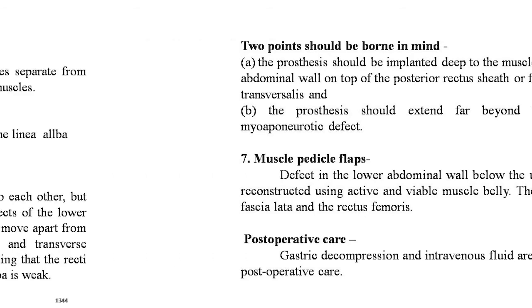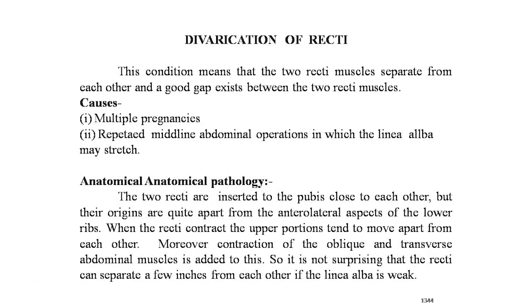Now the next point is divarication of the recti. This condition means that the two recti muscles separate from each other and a good gap exists between the two recti muscles. Now the causes behind this condition: first is multiple pregnancies, second is repeated midline abdominal operations in which the linea alba may stretch.